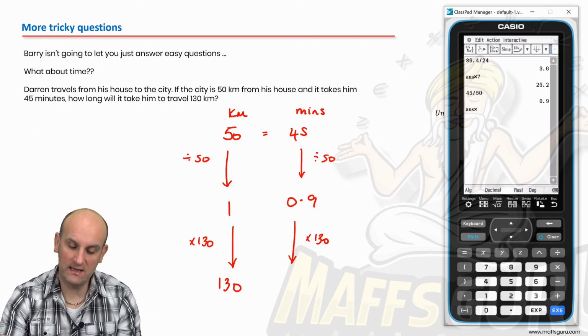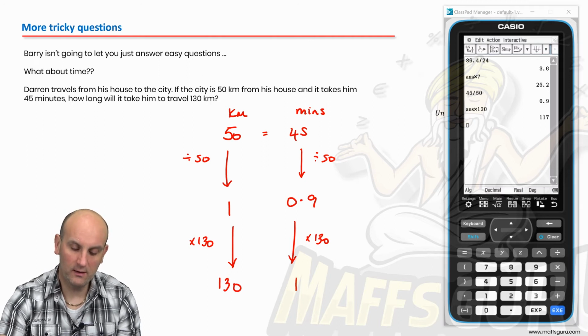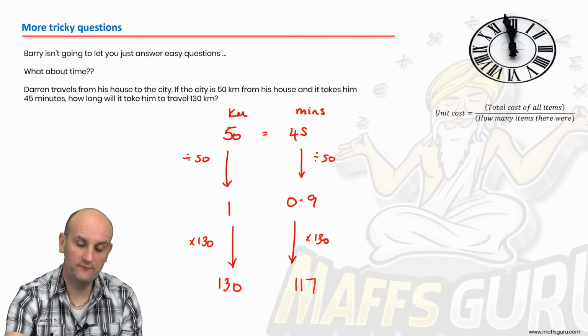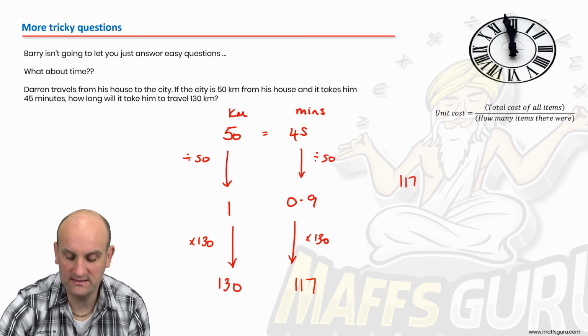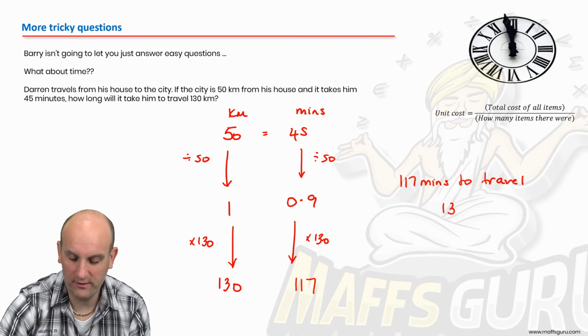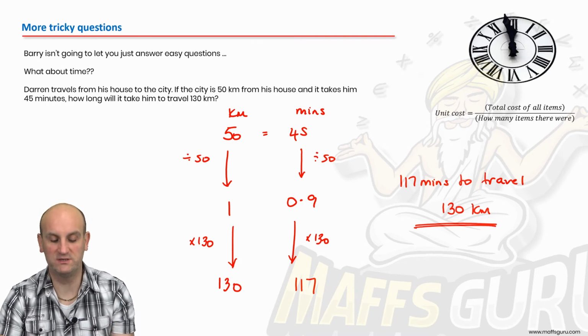I'm now going to times that by 130, which gives me 117. So therefore, I now know if I was going to write a sentence answer, it would take 117 minutes to travel 130 kilometers. Again, this working out for me makes a lot more sense.